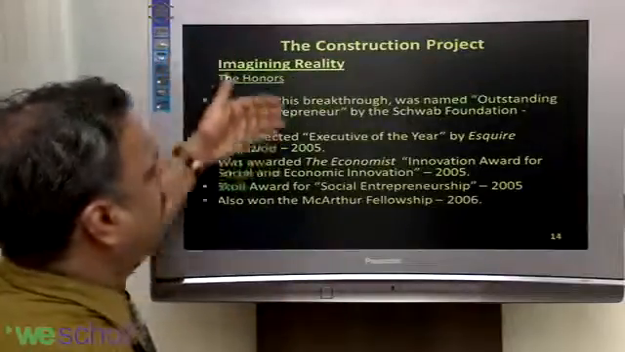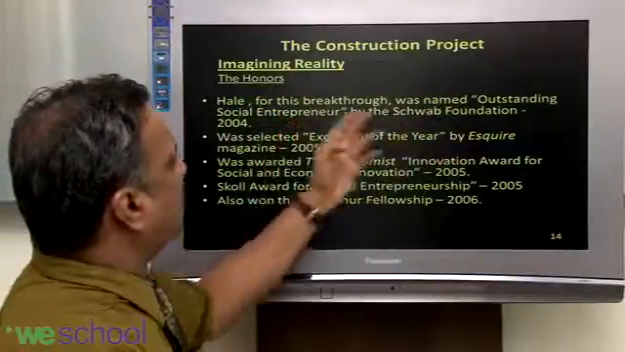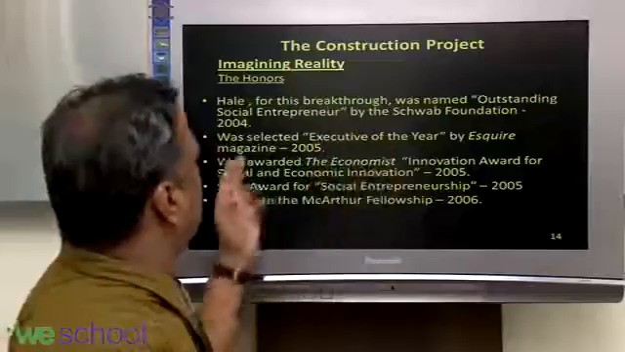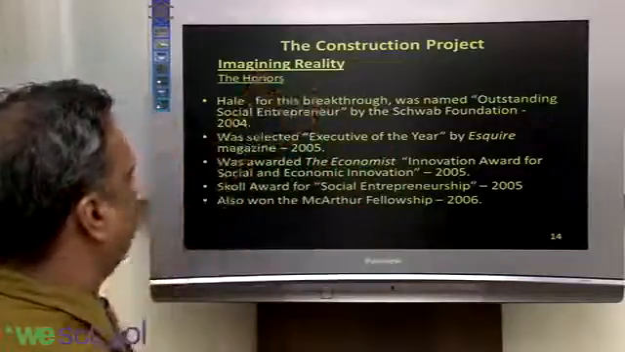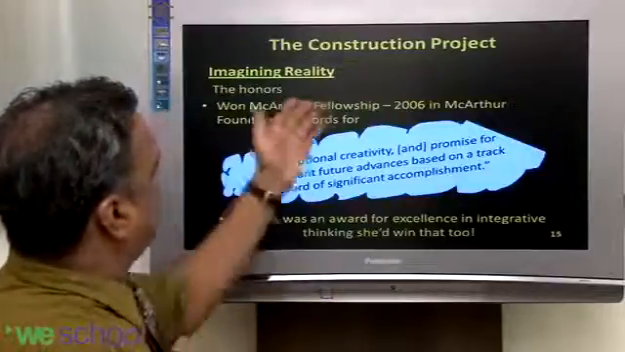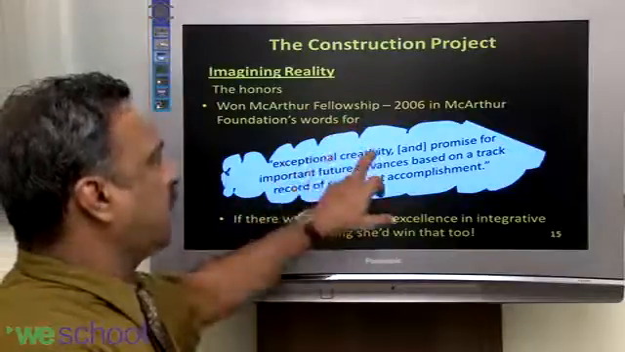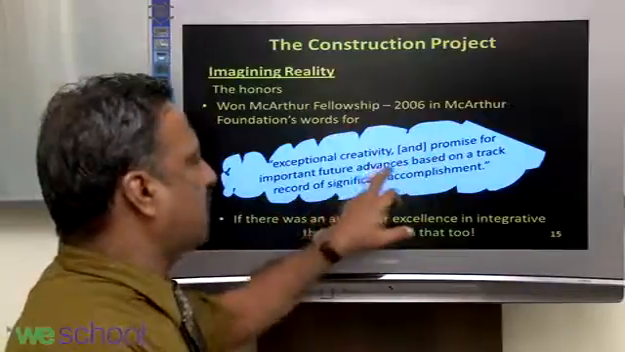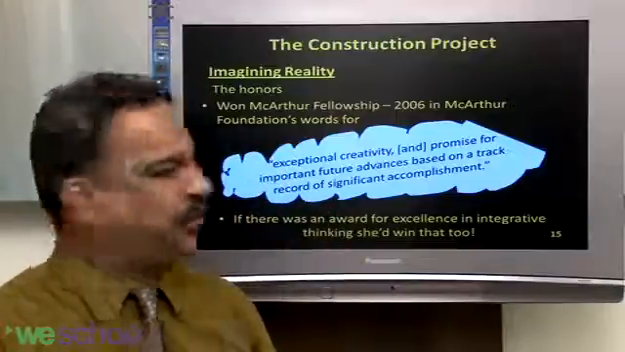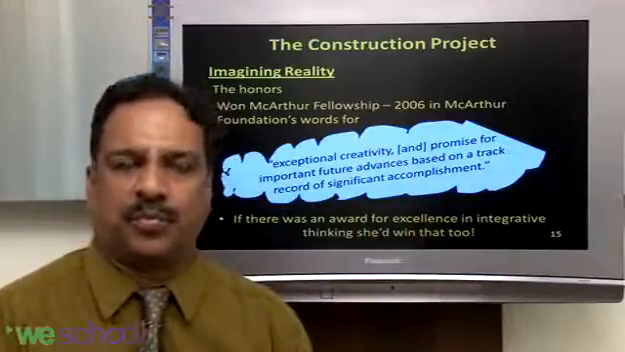And for that, all the various awards she got are given in the slide. She was named outstanding social entrepreneur by the Schwab Foundation in 2004, and selected as the Executive of the Year by Esquire magazine in 2005, and there it follows. There are about 5 of them listed here, right? She also won the MacArthur Fellowship in 2006, and the MacArthur Foundation cited her exceptional creativity and promise for important future advances based on a track record of significant accomplishment. That's what they said about her, quote unquote. If there was an award for excellence in integrative thinking, she should win that too, right?